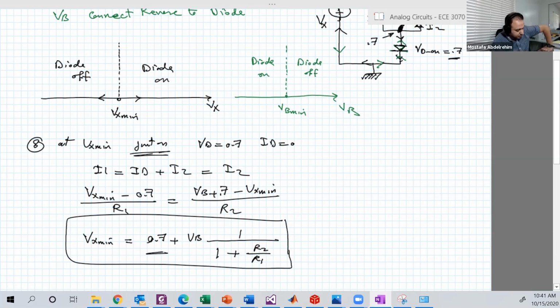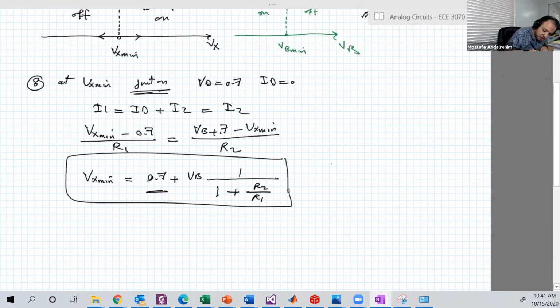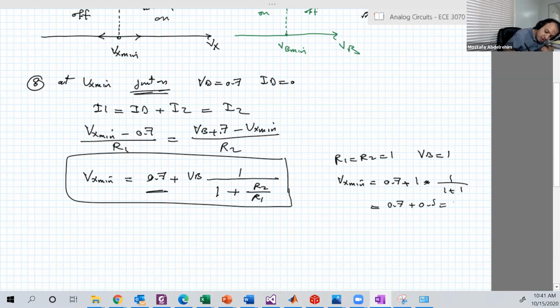Okay. Now, of course, you can substitute if R1 equal to R2 equal to 1 and the VB is equal to 1. This would be equal to 0.7 plus 1 multiplied by 1 over 1 plus 1, which is 0.7 plus half, which is 1.2 volt. Okay.